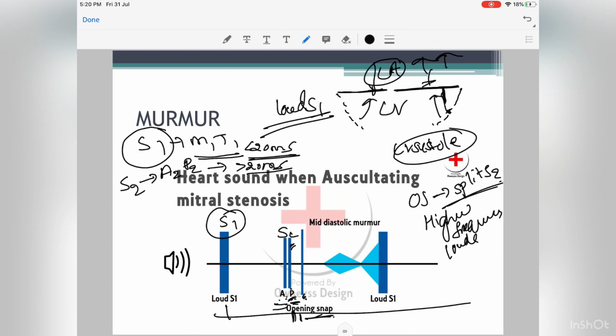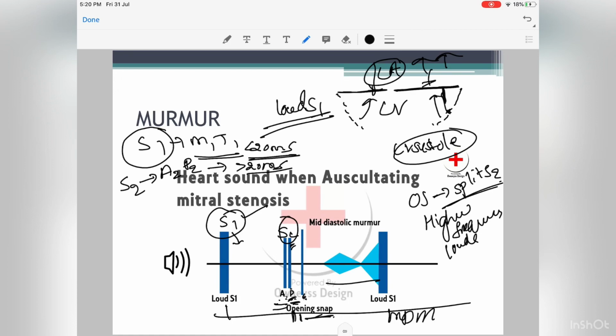The other way to identify S1 is that you palpate the patient's carotid impulse and auscultate simultaneously. The sound which comes along with the carotid pulse is the first heart sound, and the sound after that, which is relatively softer, is the second heart sound. Now in mitral stenosis, there is a murmur called the mid diastolic murmur.